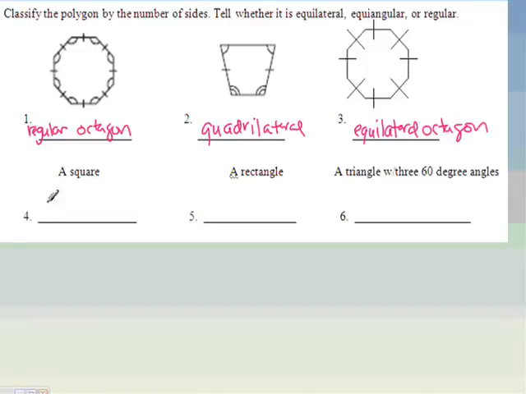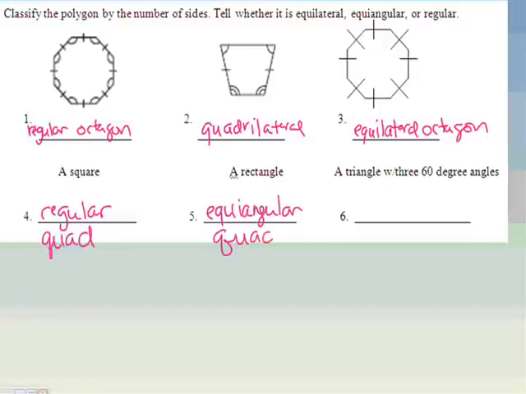Octagon. Okay, a square has 4 congruent sides and 4 right angles, which means that it is a regular quadrilateral. A rectangle is also a quadrilateral, but it doesn't necessarily have 4 congruent sides. So we can only say, because of its 4 right angles, that it is equiangular. But it's still a quad.